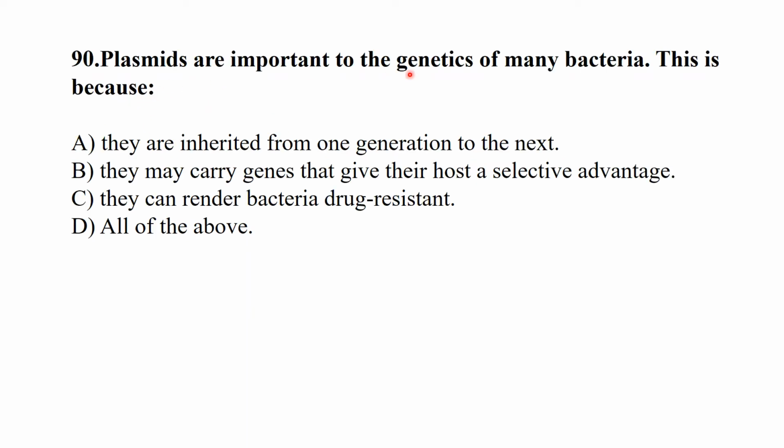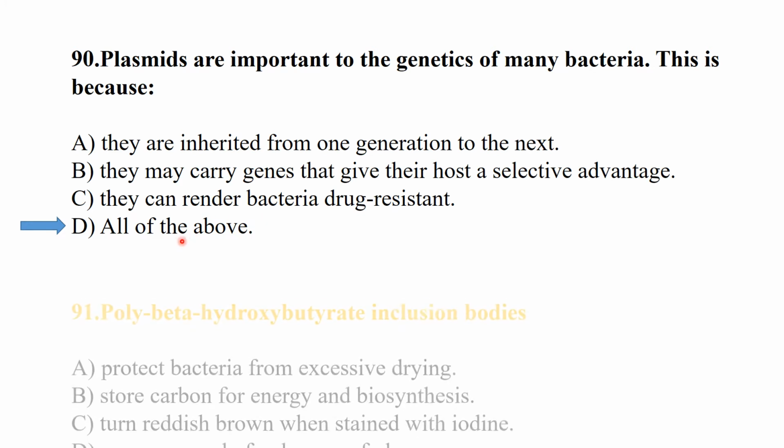Plasmids are important to the genetics of many bacteria because a plasmid is extrachromosomal DNA. So what is the main function of the plasmid amongst these? All of the above are functions of the plasmid. They are inherited from one generation to the next. Yes, they may carry genes that give their host a selective advantage, in the case of toxin production. They can render bacteria drug resistant. Yes, they bear the drug resistance genes. So all of the above is the best answer.